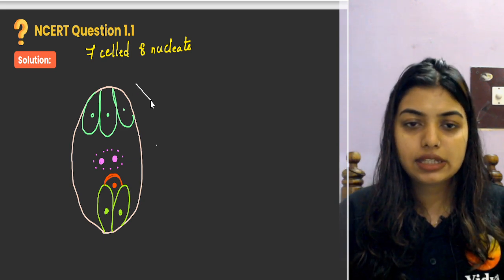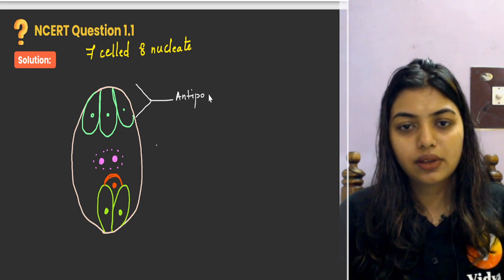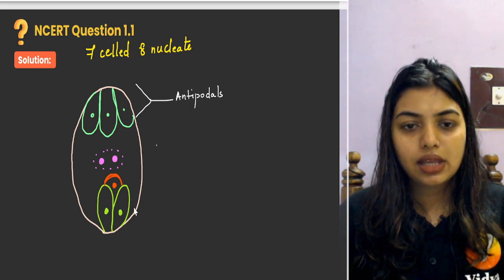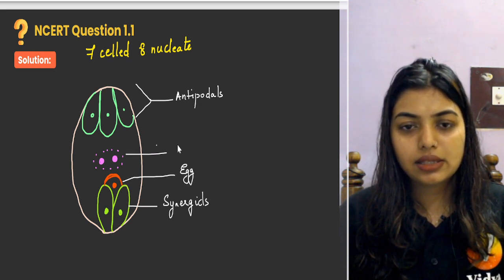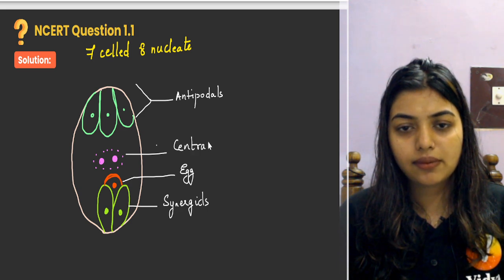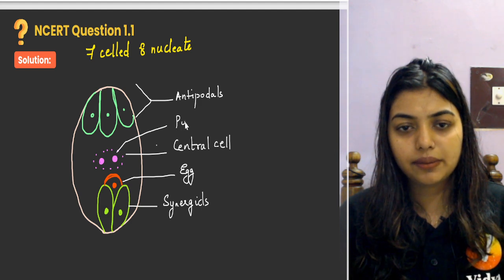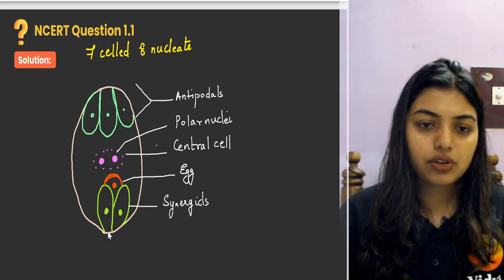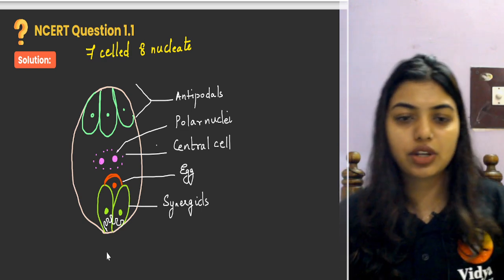First of all, let's label these parts. These are none other than your antipodals. Antipodals, yes or no? These are your synergids. This is your egg. This is the central cell. And these are your polar nuclei. What did I miss to draw? Filiform apparatus. In big diagrams you can draw it, but in small diagrams you cannot see this.